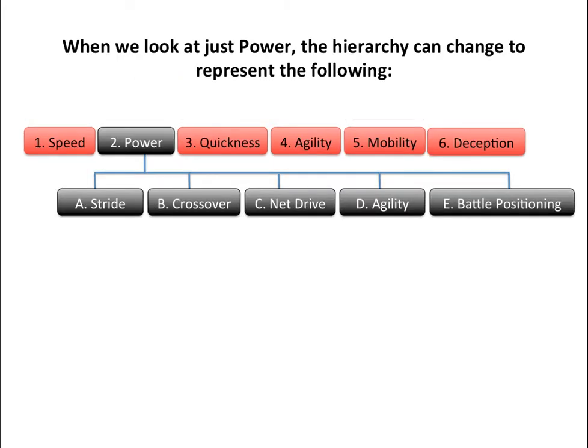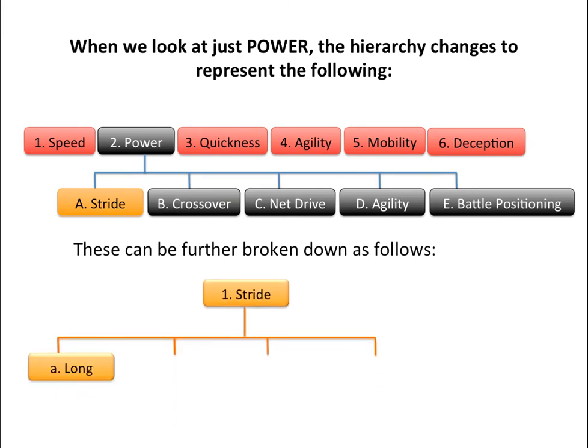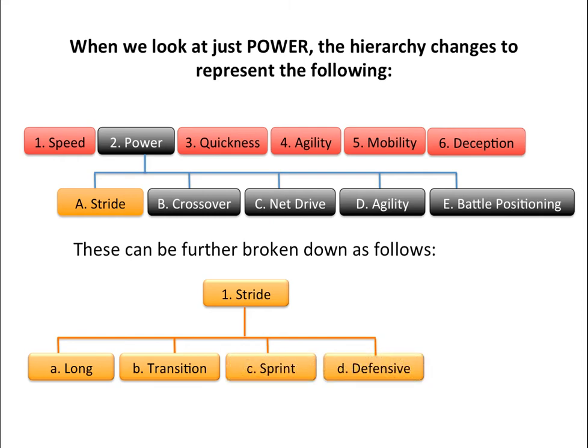When we look at just power, for example, the hierarchy can change to represent the following model. So under power, we have stride, crossover power, net drive power, agility power, and battle for positioning, which again is power, and it's through leg extension positioning, so using our edges and pushing through players or driving off of players. These can be further broken down as follows. So we take stride, and we can break that down into the following model. So we have a long game stride, transition stride, sprint stride, and a defensive stride. And when we look at the cruise stride, there is no power demonstrated in this, however.